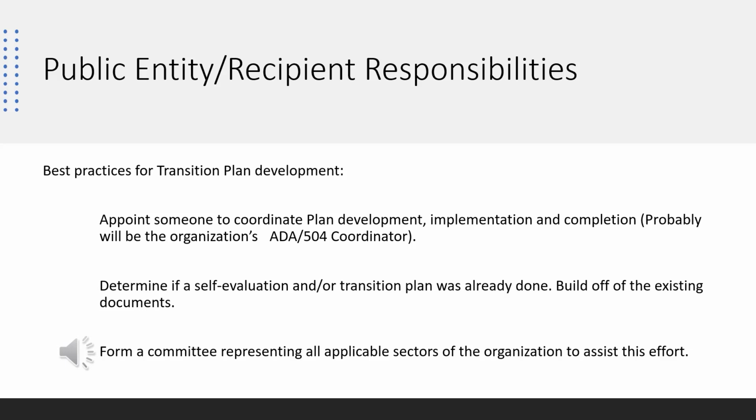Some best practices for ADA transition plan development are to appoint someone to coordinate plan development, implementation, and completion. This person will probably be your organization's ADA Section 504 coordinator. Determine if a self-evaluation and/or a transition plan have already been done, and build off of the existing documents if they do exist. Form a committee representing all applicable sectors of the organization to assist in this effort.